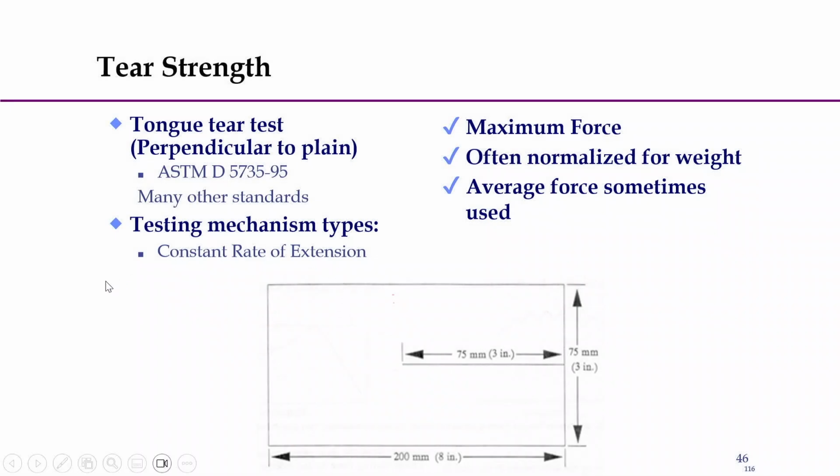Tear strength has different types; we typically use tongue tear strength. Constant rate of extension is applied, and we get the maximum force, often normalized for the weight, and sometimes the average force.